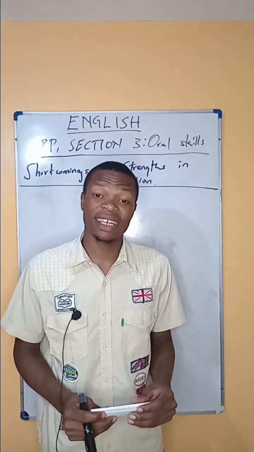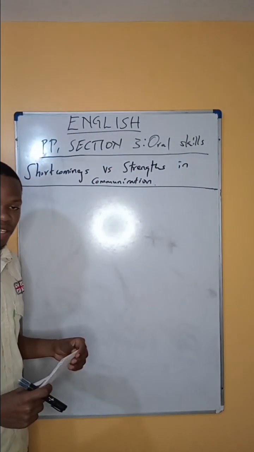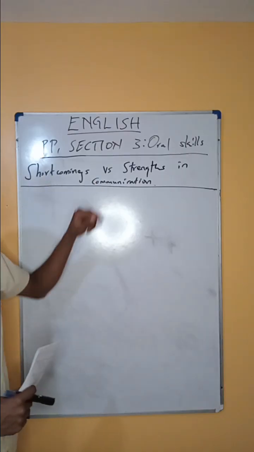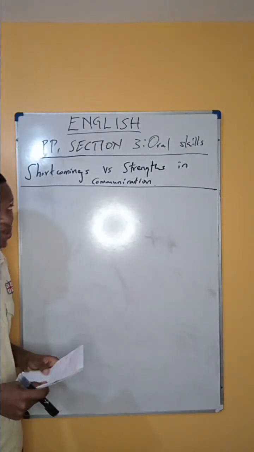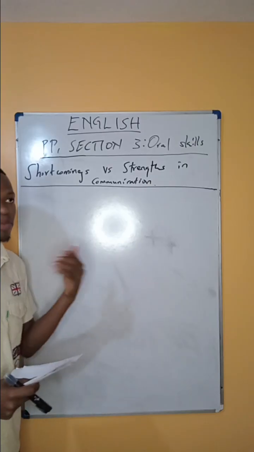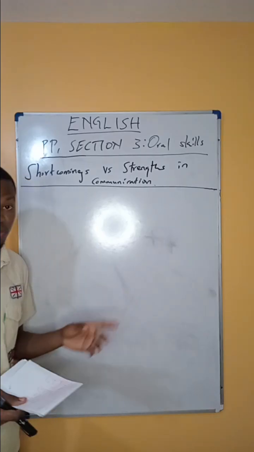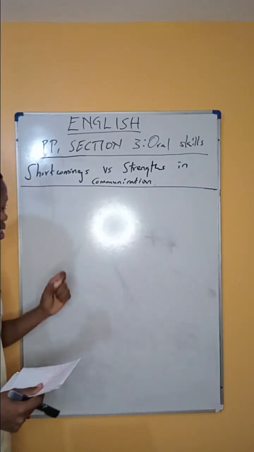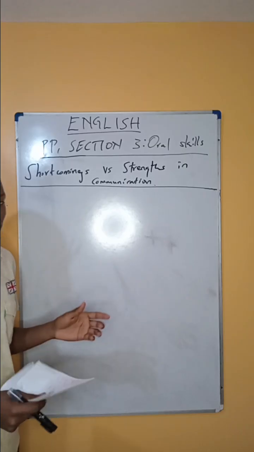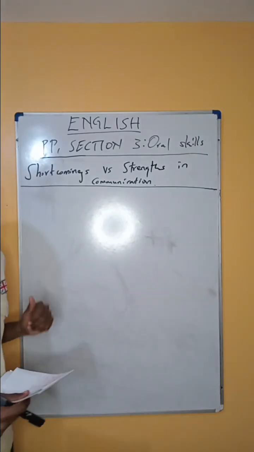My name is Leshan, and in this video, we're going to talk about Paper 1, Section 3, that is the oral skills section, specifically the shortcomings versus the strengths in communication. In this section, there's usually a question where they bring a dialogue, either a telephone conversation or just a normal conversation between two people, and you're supposed to identify the strengths of a certain person or the weaknesses of the other person. How do you respond to that question? So we're going to handle that.